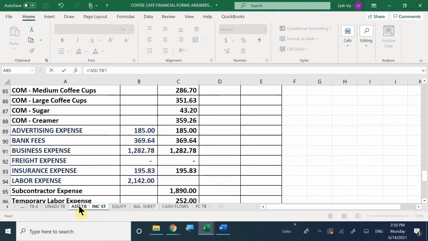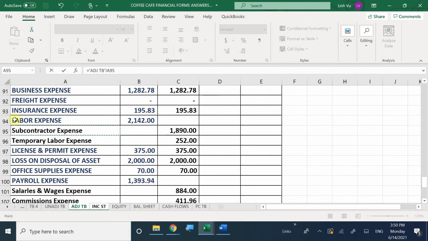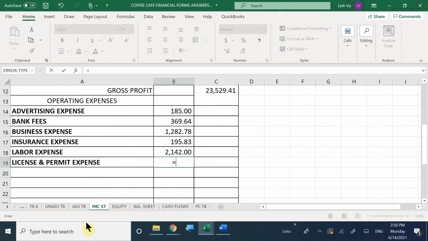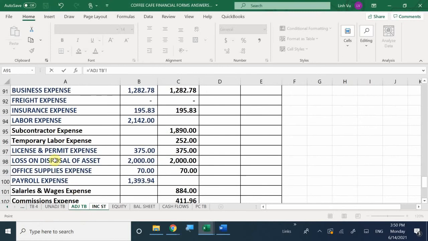Okay. So then, what's after a labor expense? Subcontractor expense? Okay, so these two are already summed up under labor. We're just focusing on the main accounts. License and permit, good. For a total of, oh, you're just cell referencing, huh? Yeah, that way I don't have to type it all in.